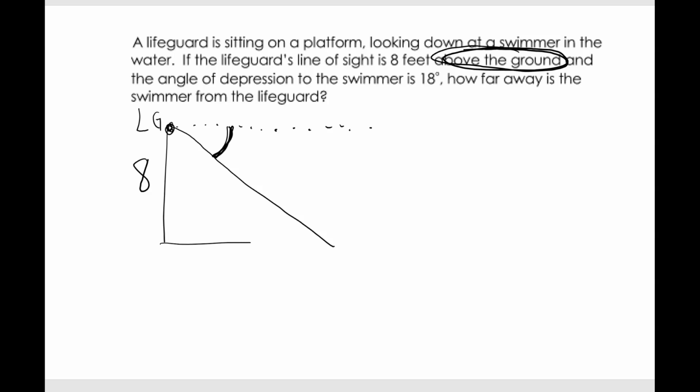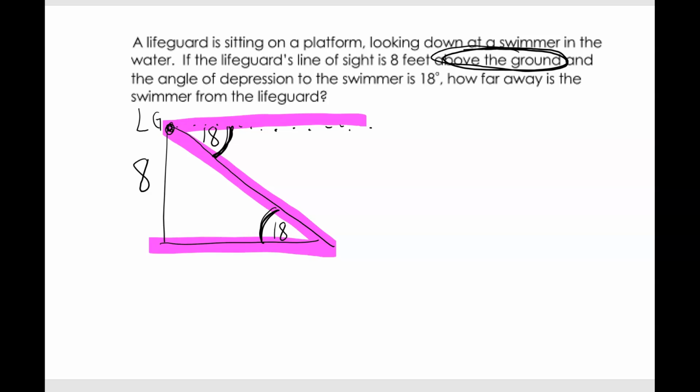But the angle of depression is equal to the angle of elevation, so we're going to put the 18 down here. It actually doesn't matter. You can put the 18 up here as well. But we have, remember, your z. So the 18 degrees up at the top, angle of depression, is equal to the 18 degrees at the bottom, angle of elevation. How far away is the swimmer from the lifeguard? So the swimmer was down here. This is how far the swimmer is away. So we're going to put the x down there.